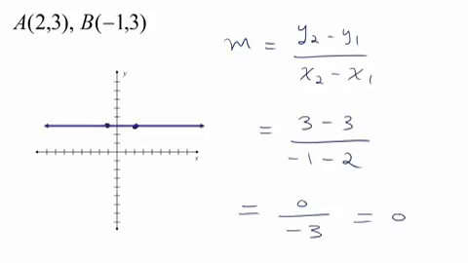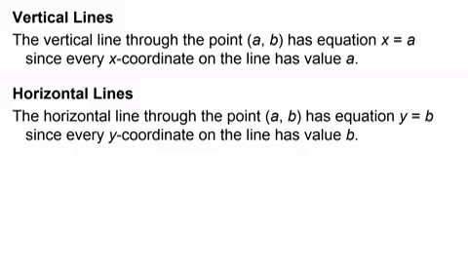Let's move on to some equations of lines. Vertical lines. The vertical line through the point (a, b) has equation x equals a, since every x coordinate on the line has value a. Horizontal lines. The horizontal line through the point (a, b) has equation y equals b, since every y coordinate on the line has a value b. We can write the equation of a line that is not horizontal or vertical using the point slope form of the equation of a line.